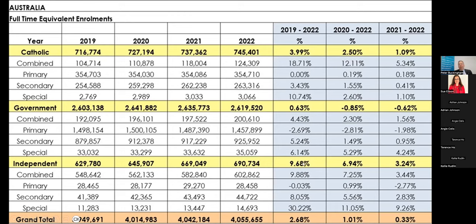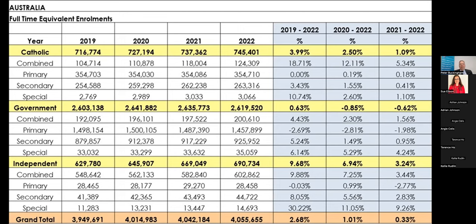So there's no doubt that a lot of independent schools had big student number increases, based on probably the effects of COVID and people wanting to move their children into independent school. What I often compare this to is a bit like having shares in the stock exchange. If the whole market is going up and you're going up by the same amount as the market, you're doing okay. You're doing what is expected of you.